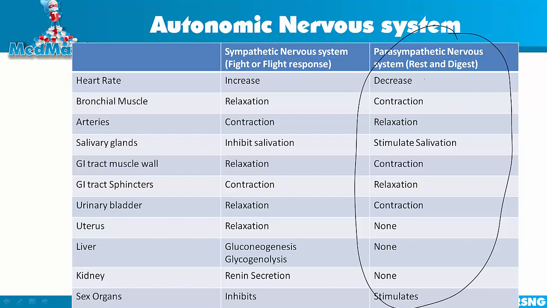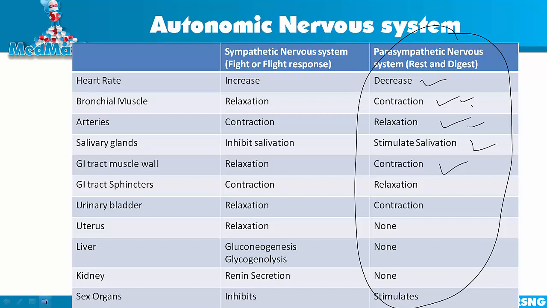So whatever is happening when you excite the parasympathetic nervous system, the exact opposite thing is going to happen. So let's say if it decreases heart rate in parasympathetic, the parasympathetic medication that blocks the receptor is gonna increase the heart rate. It's gonna cause the relaxation of bronchial muscles, constriction of arteries, and so forth. So it's like a totally opposite effect of the parasympathetic nervous system on our body, because we are blocking parasympathetic nervous system's receptors.